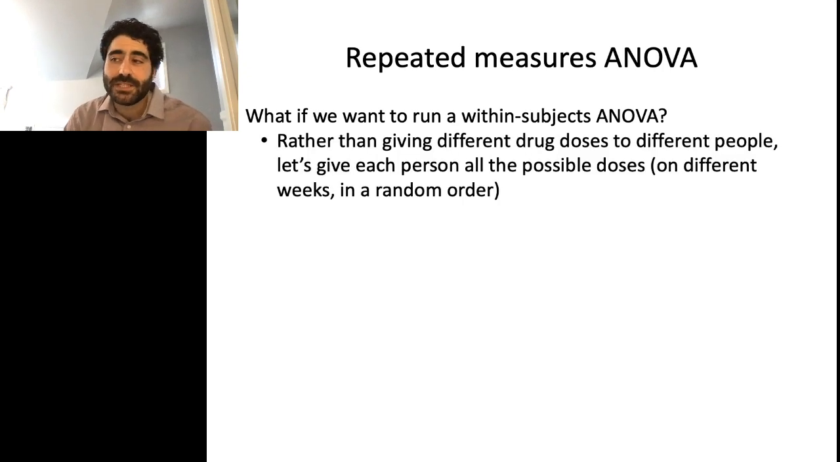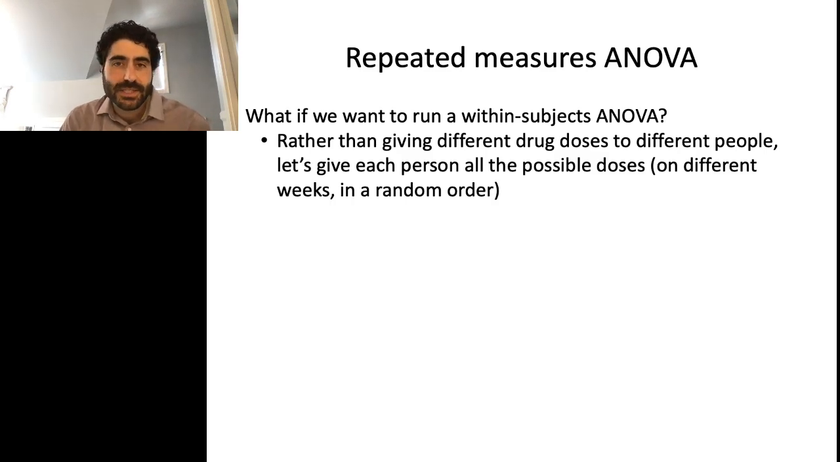So for example, you can imagine a drug study where maybe we want to know what the right dosage of a drug is. Instead of having independent groups of people take different doses, we could give different doses to the same person. We'd want to space these out in time probably and make sure we randomize the order and things like that.